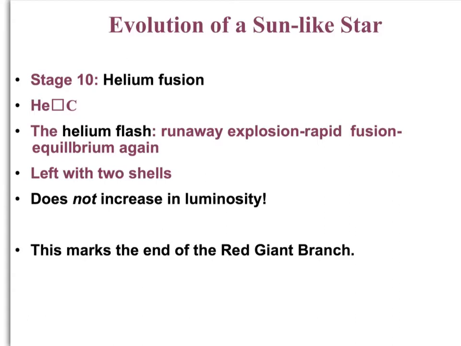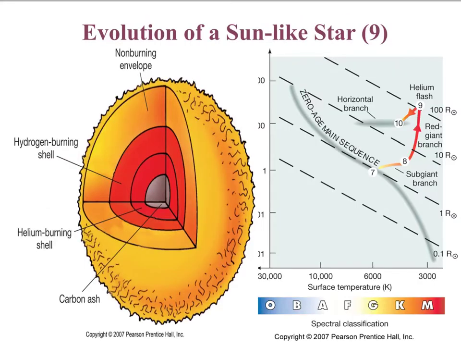But the star is moving laterally across the HR diagram, so it's not increasing in luminosity. But this phase marks the end of the red giant branch. So on the HR diagram, your star, which here is our main sequence star, which has moved up to the red giant branch, when it's in the helium flash, it then begins to move this way.